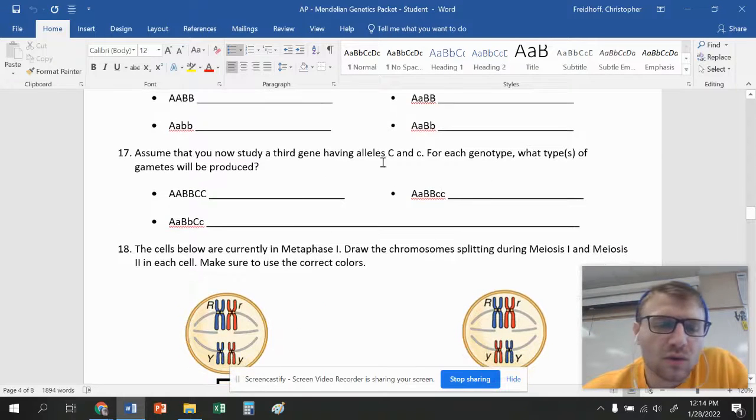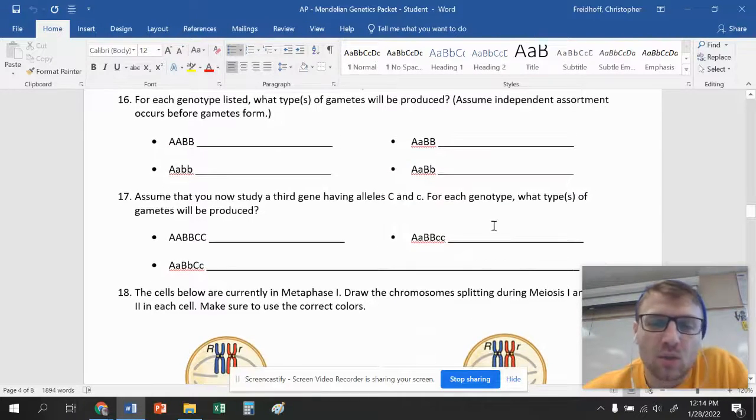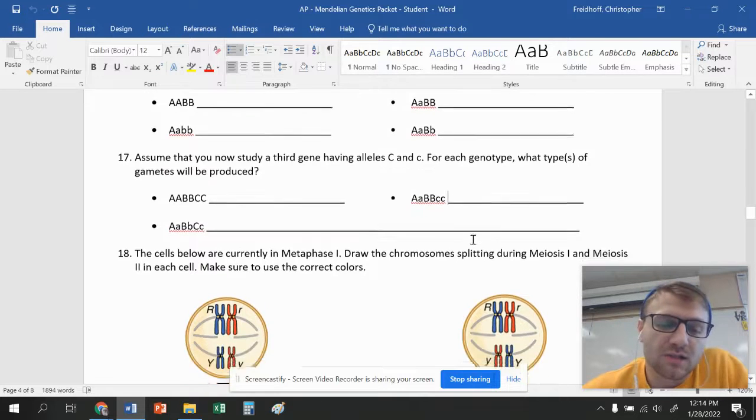And this is just taking you through independent assortment and crossing over and saying, hey, what's occurring between these, and what are the possible gametes?